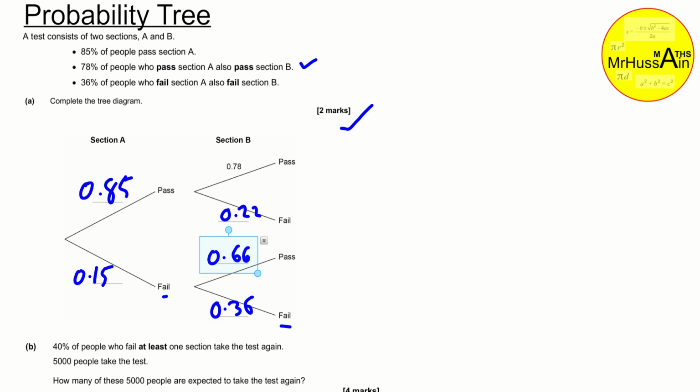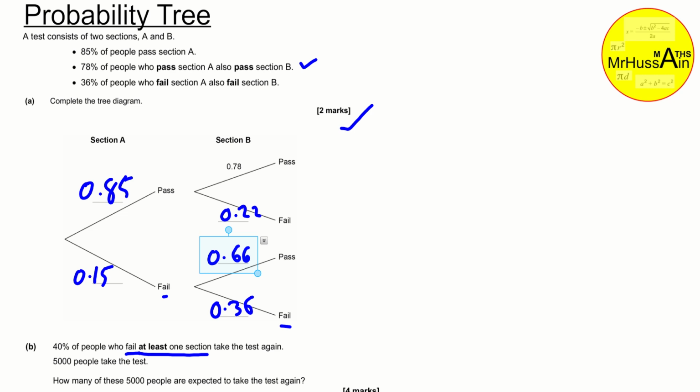40% of people who fail at least one section. So this is a jazzed up part B worth 4 marks. Now, this part, fail at least one section, that's worth 2 marks, and your teachers would have practiced that with you. So that at least is doable. The other 2 marks, obviously, it's different. They've jazzed the question up.